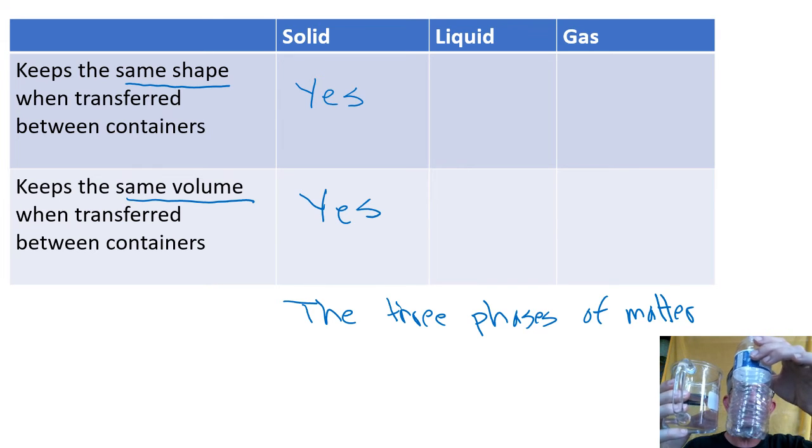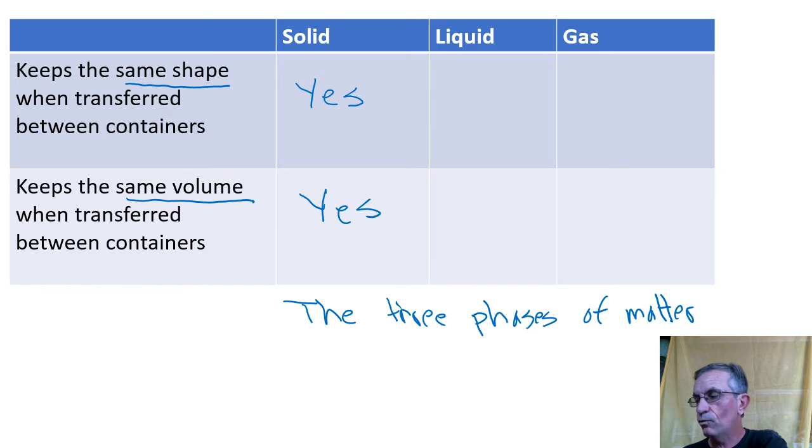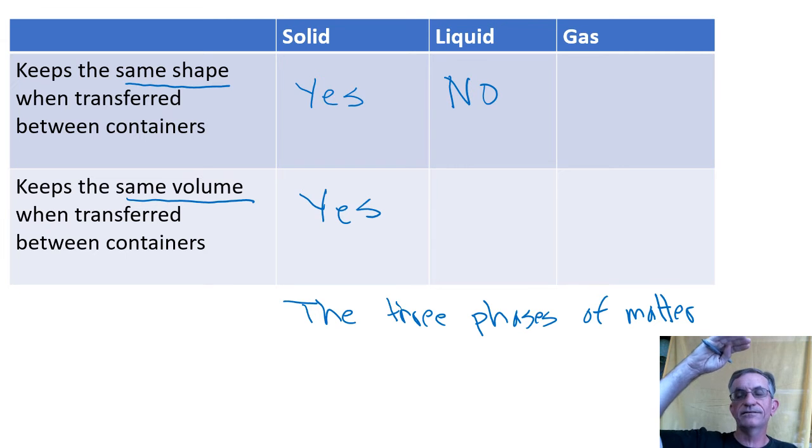So liquids do not keep the same shape when you move them around. Do they keep the same shape? No, they don't. You put them in a tall, skinny container, they'll be tall and skinny. If you put them in a wide container, they'll go wide, okay?